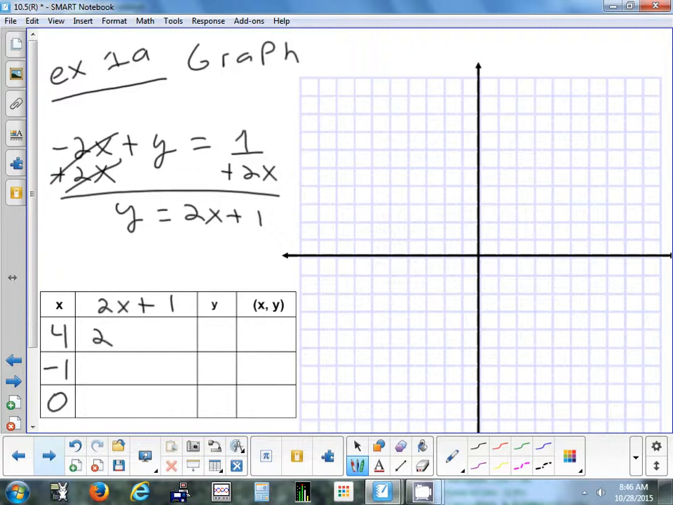2 parentheses 4 plus 1, that's good. Jalen, can you give me my second one? 2 in parentheses negative 1 plus 1. Yep, we're just setting up all our work we're going to do. Ariana, can you give me my third one? 2 parentheses 0 plus 1. Good. Right, we've got our formula for how we find the y. Now we're actually going to evaluate. Okay, Alex, what's 2 times 4? 8. Plus 1? 9. Good.